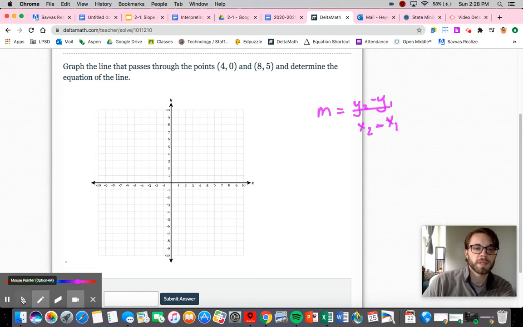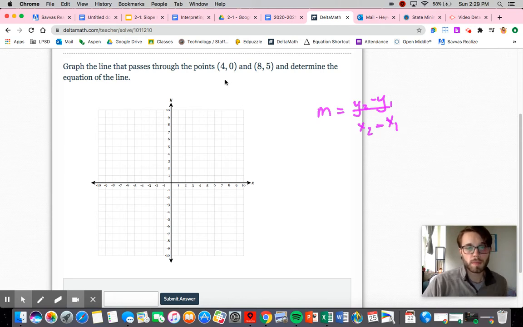So the first thing that we need to do in this particular problem is it's asking us to graph the line that passes through these points and then determine the equation of the line. All right, so we are actually given the x-intercept, which, while nice, is not inherently particularly helpful compared to any other point in determining the equation of the line. So I just plotted the points there, 8, 5.